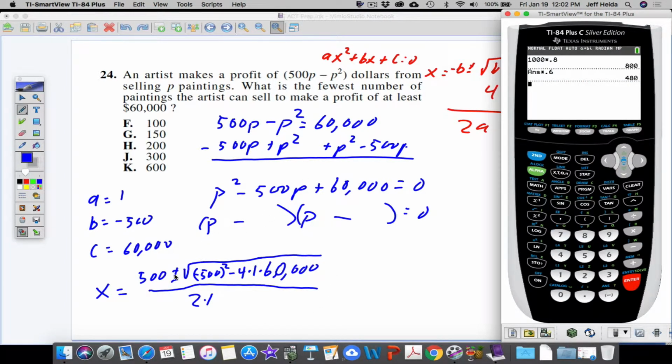And because this is plus and minus, we're going to do the minus first because that would give you the smallest number. So let's start with parentheses, 500 minus, under the square root, we're going to have negative 500. Oh, you know what? I need to put that inside parentheses, negative 500 squared minus 4 times 60,000.